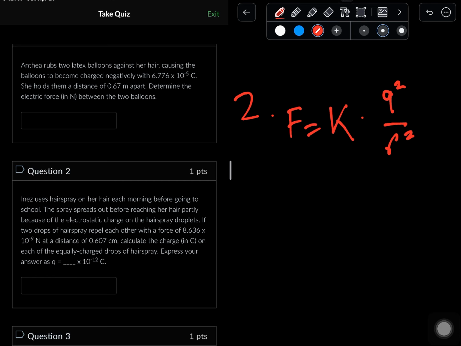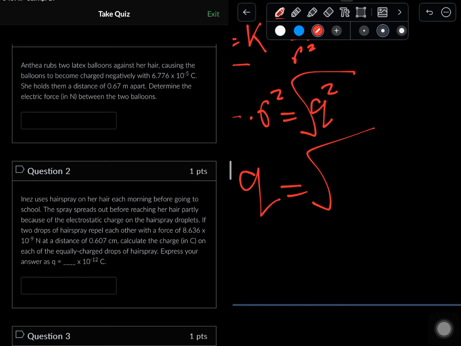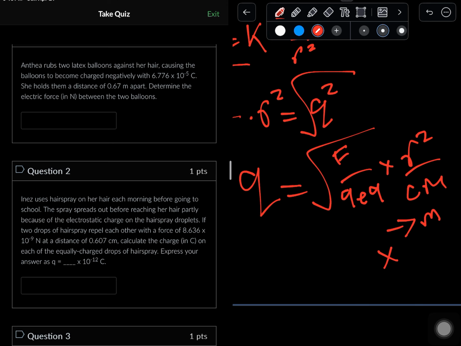And in order to reorder this equation to make sure that we can find the charge, you would get F divided by K times R squared is equal to Q squared. Now square root this entire side, and you will find that the charge is equal to the square root of the force, which is given in the equation, divided by Coulomb's constant, times the distance squared. One thing to keep in mind, the distance is given in centimeters. You need to convert it to meters by multiplying it times 10 to the power of negative 2 before you solve.